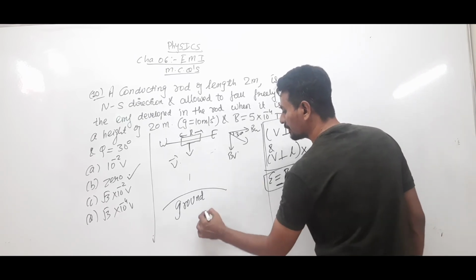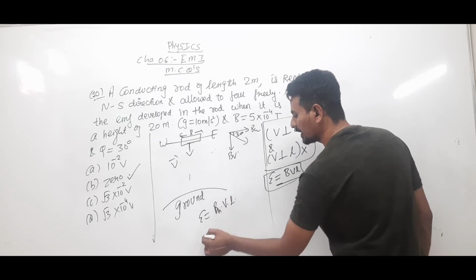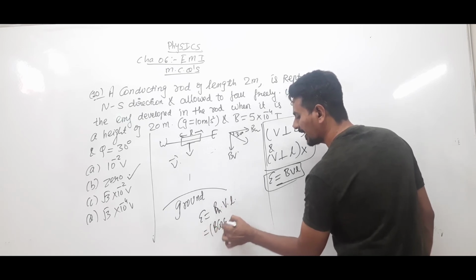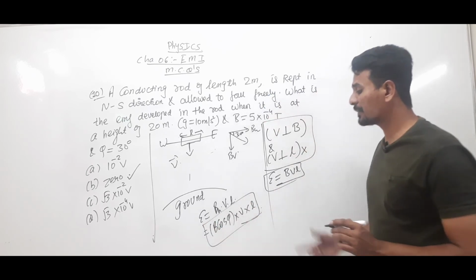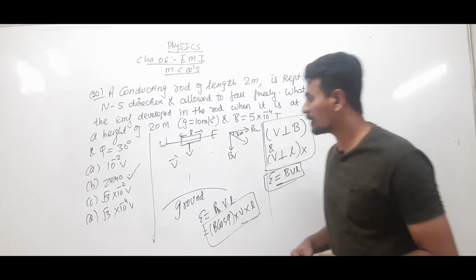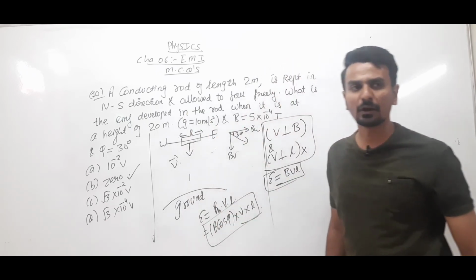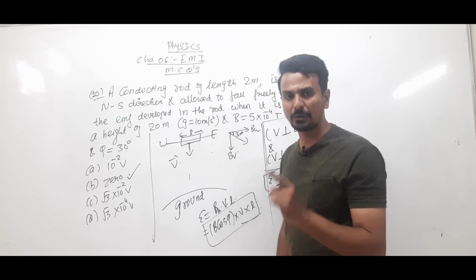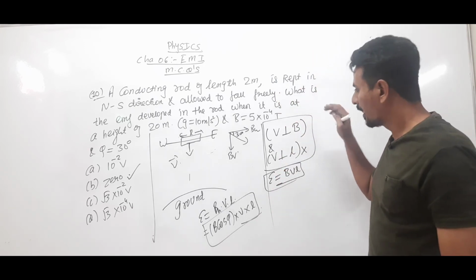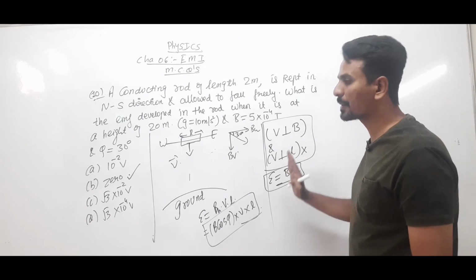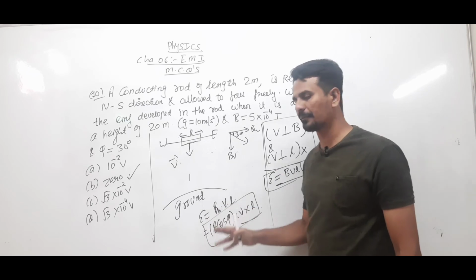Then the EMF induced will be equal to B_H V L, that is B cos phi into velocity into length. Why have I taken B cos phi? Because B of H is the only component which is perpendicular to the velocity of the rod. So whenever you are using the formula BVL, first check these conditions: whether V is perpendicular to B, and V is perpendicular to L. If both conditions are satisfied, only then EMF will be BVL.